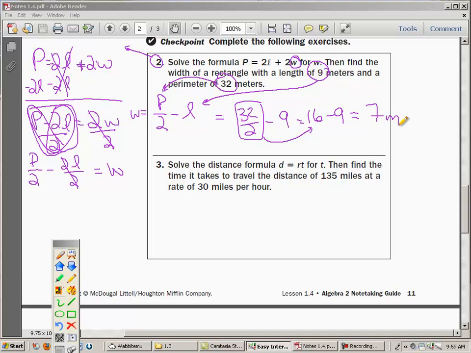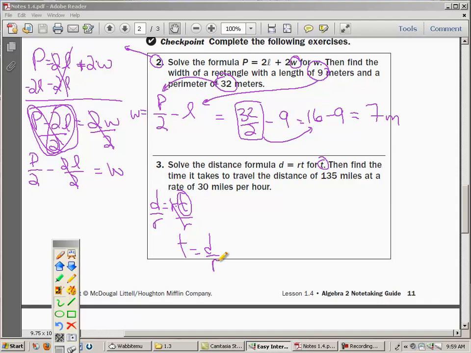All right. The second example says the distance formula, distance equals rate times time. We're solving this for time, so we're going to circle the T. We've got to get rid of multiplying by the rate, so divide both sides by the rate. So the time will be equal to the distance divided by the rate.